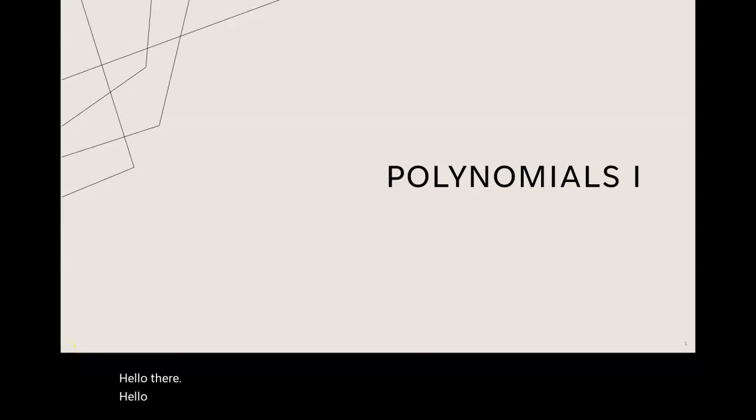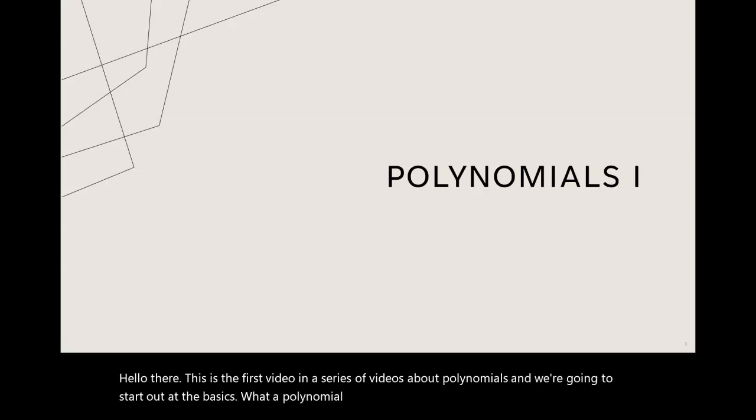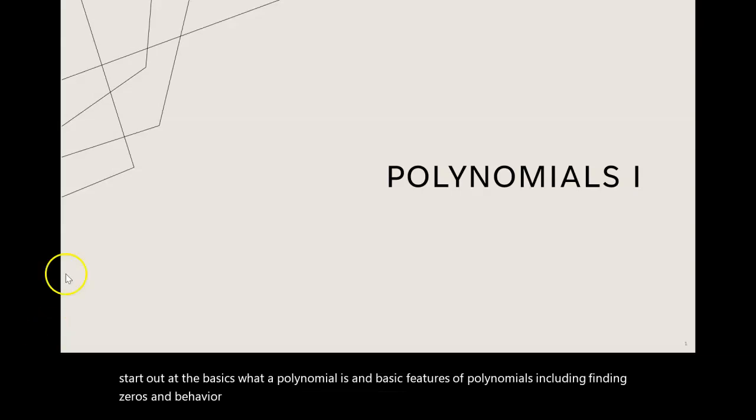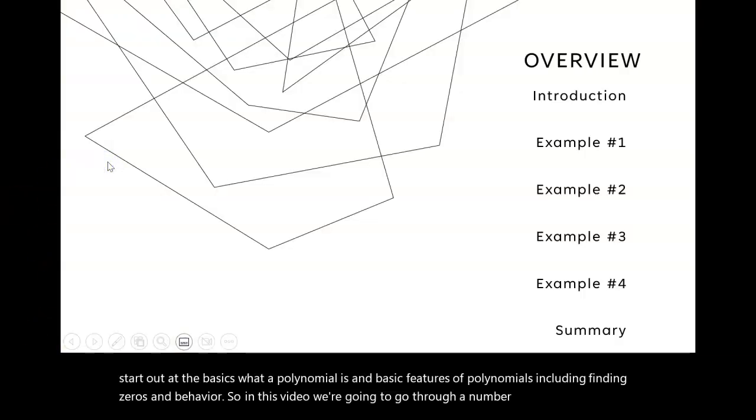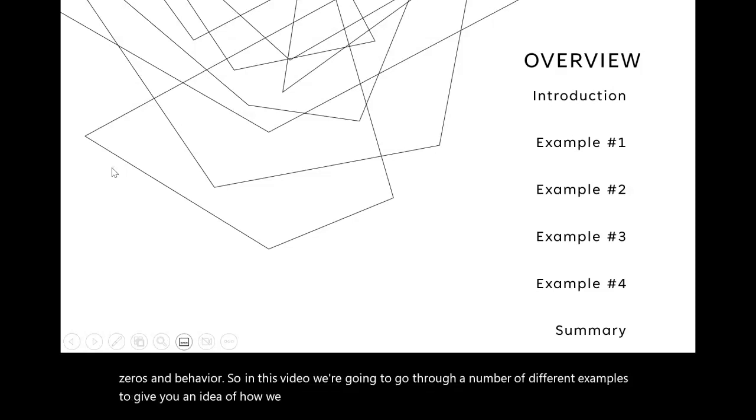Hello there. This is the first video in a series of videos about polynomials, and we're going to start out at the basics, what a polynomial is, and basic features of polynomials, including finding zeros and end behavior. So in this video, we're going to go through a number of different examples to give you an idea of how we might go about describing a polynomial and then eventually graphing it.